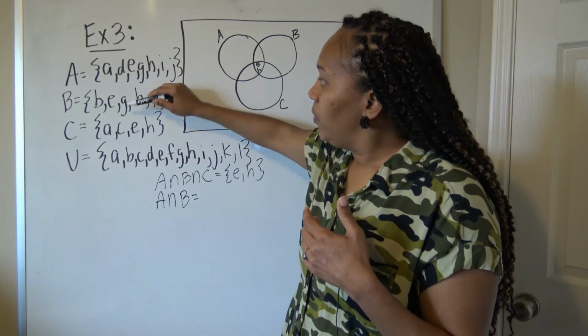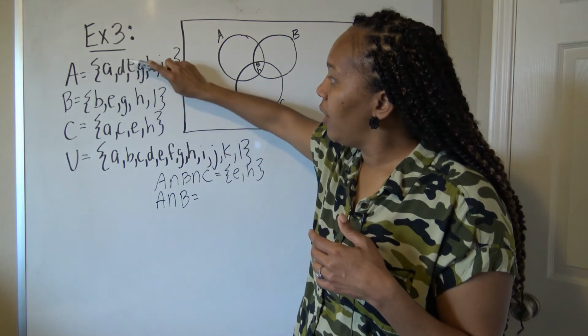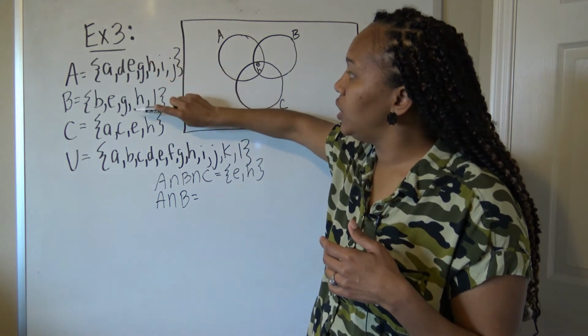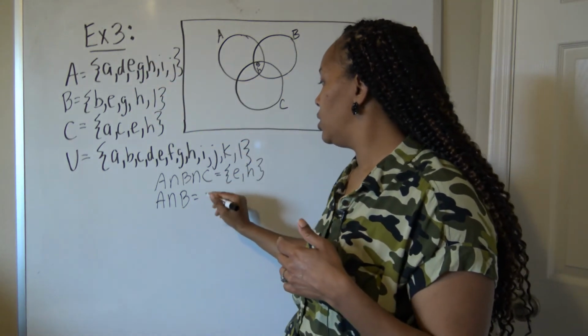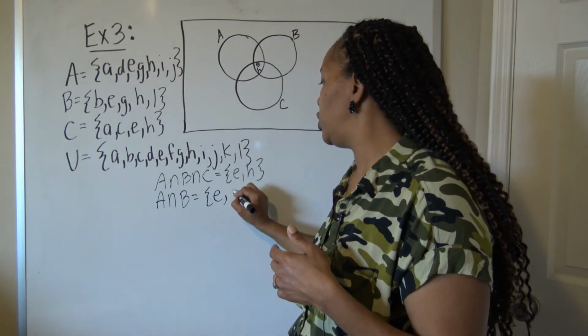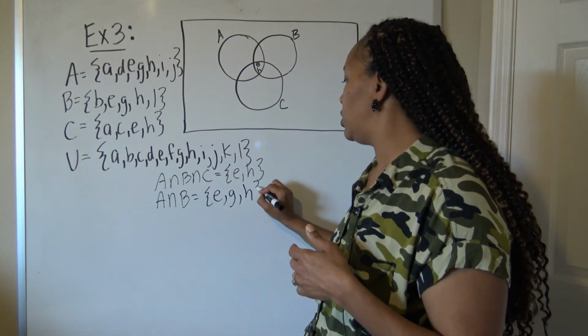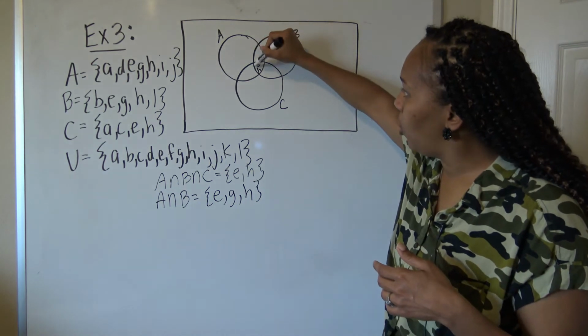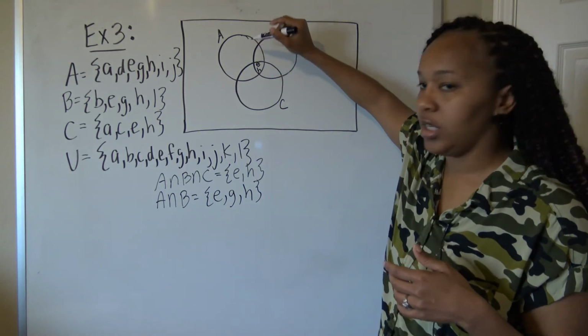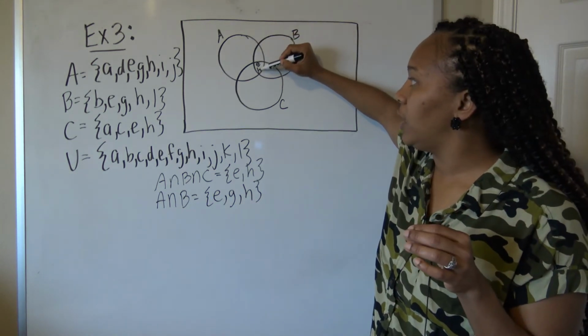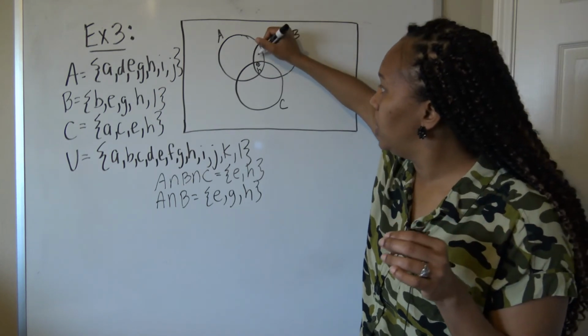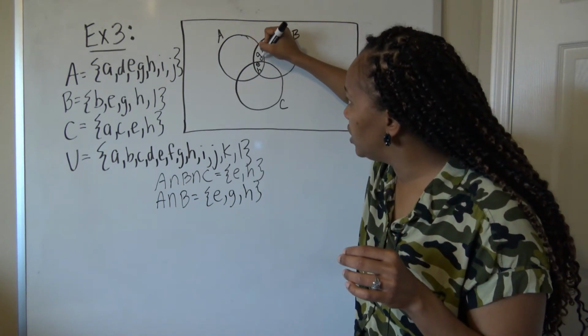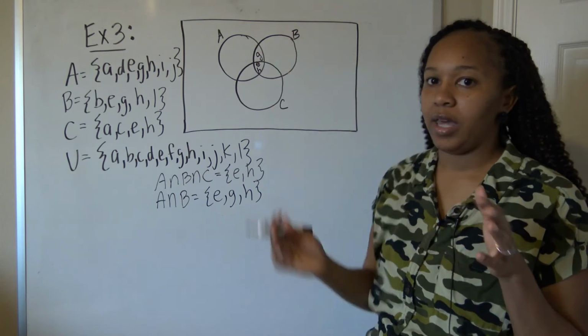So where do A and B intersect? They both have E, they both have G, and they both have H. So that would be E, G, and H. That means A and B, this whole region right here, should have E, G, and H in it. Well, it already has E and H, so it's missing a G. So G would go in this portion because it's in the overlapping region, but it's not in the overlapping region for all 3.